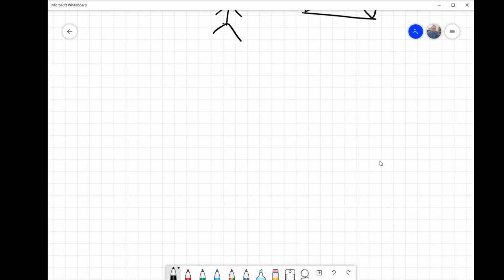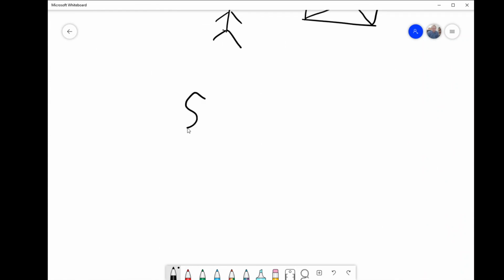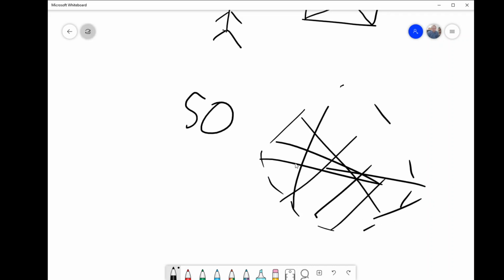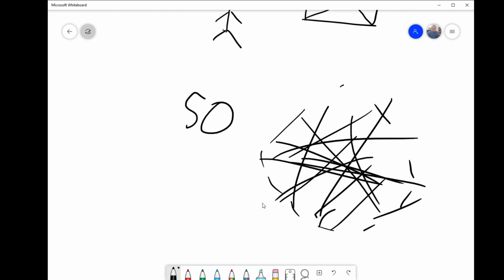But what if you have 50 people in a room? You don't want to draw a 50-sided polygon and all of the possible diagonals all the way through. That's a whole lot of lines.